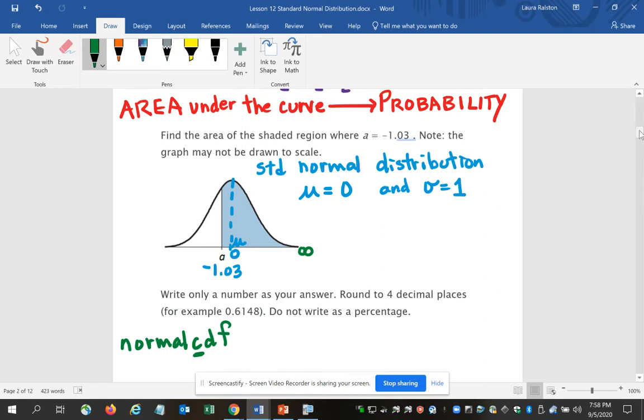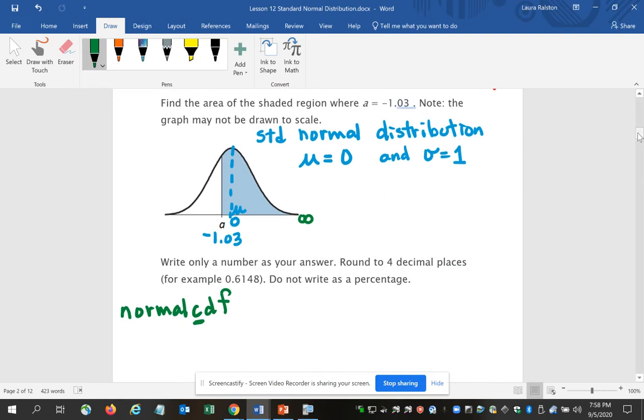And so the drawing hopefully will help you know what to enter, because with the normal CDF command, you enter the lower limit or your lowest value. Then you enter your upper limit or your highest value you're interested in. You enter the mean and the standard deviation.